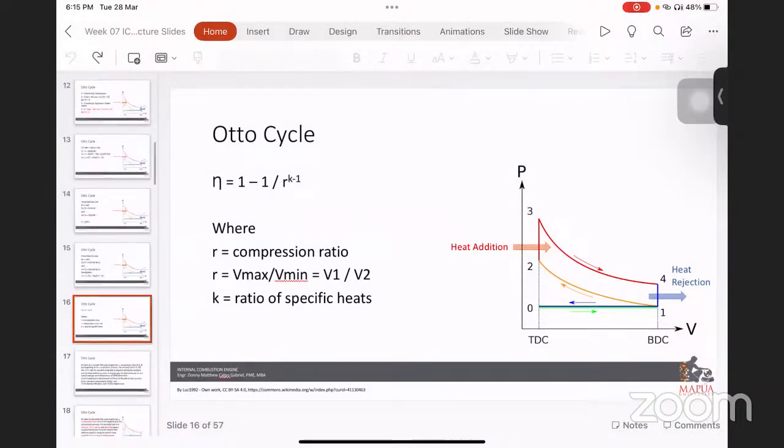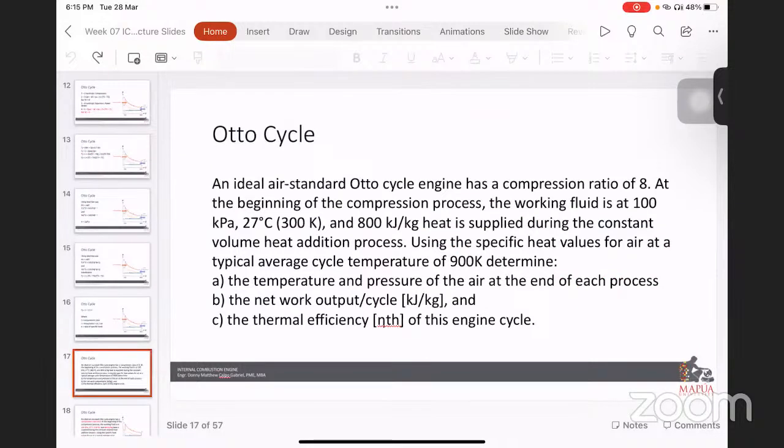I'll continue with sample problem. Sample problem tayo. An ideal air standard Otto cycle engine has a compression ratio of 8. At the beginning of the compression process, the working fluid is at 100 kilopascal and 27 degrees Celsius and 800 kilojoule per kilogram.